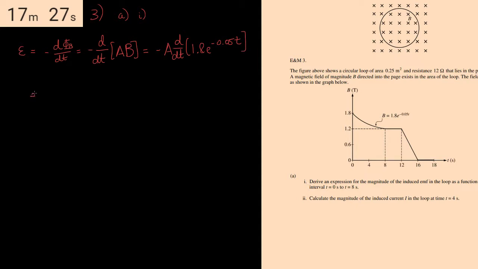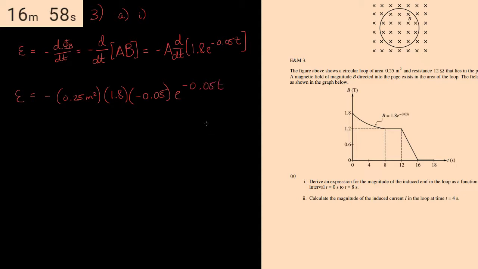So let's crunch out this derivative. The magnitude of the induced EMF is going to be negative the area, which we're told is 0.25 square meters. And the derivative of this, pull out the constant, is going to be 1.8. Chain rule the top, negative 0.05. Put in the original expression, e to the negative 0.05 t.